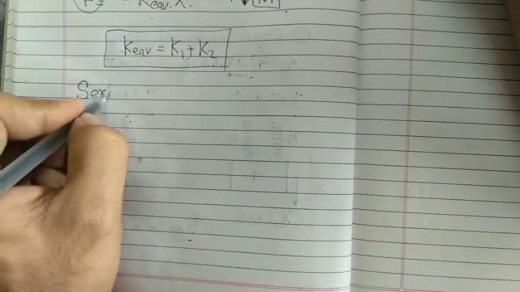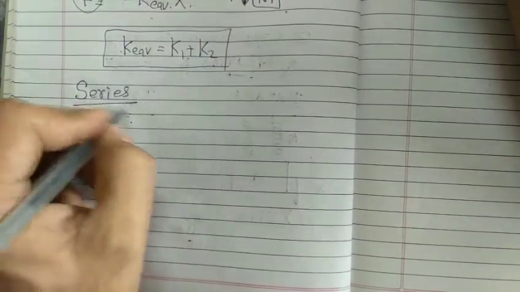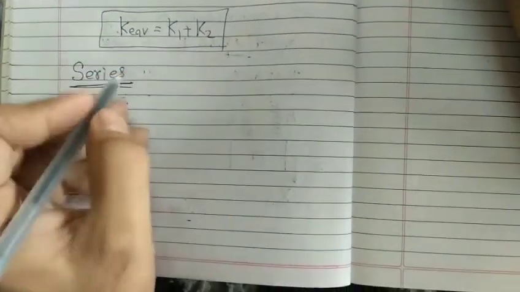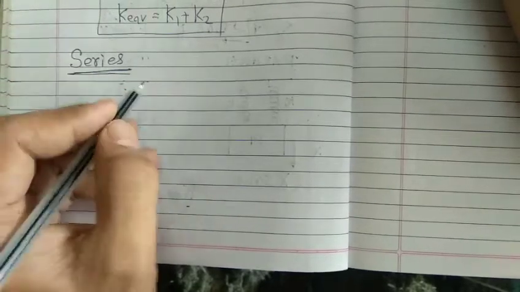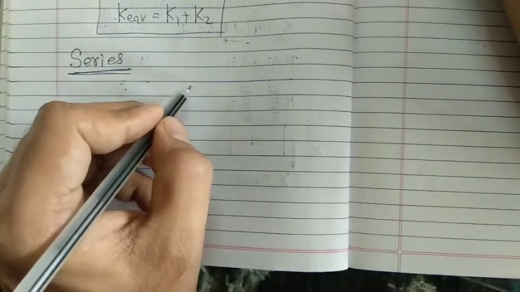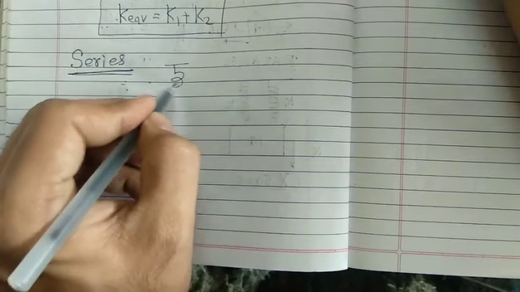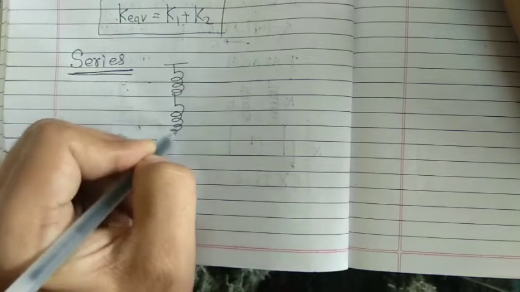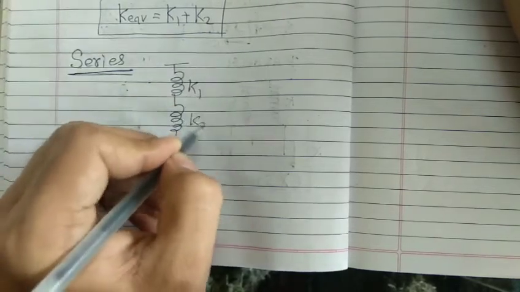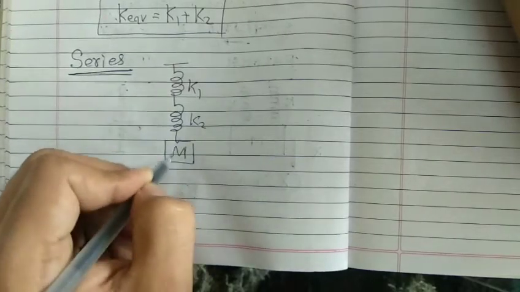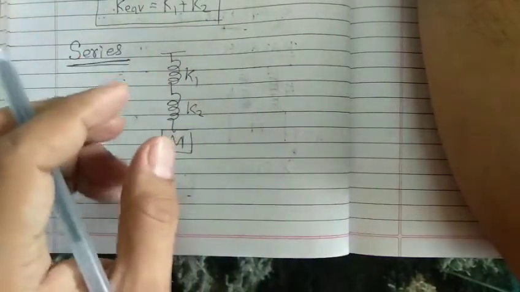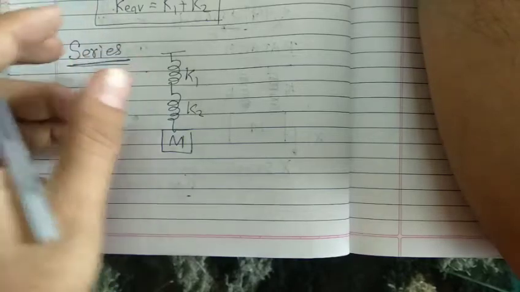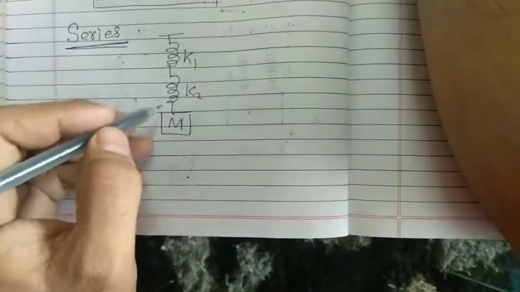Then I will go with the combination of springs in series. Springs in series we will discuss. Now let's see how to discuss springs in series. See here, suppose two springs are arranged this way, this is one spring and then another spring is this one, and below them a block is connected. Both springs are light. In this topic we always assume that springs are light, that means springs do not have mass.